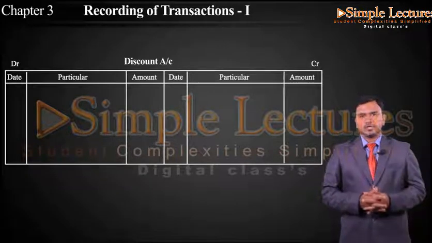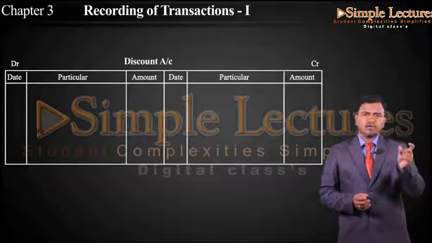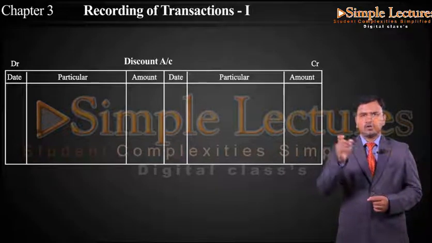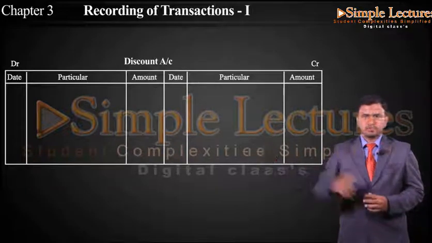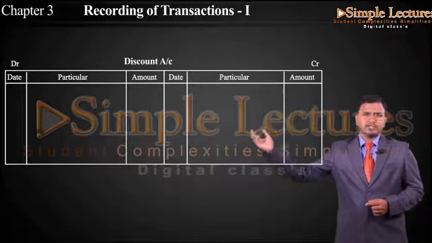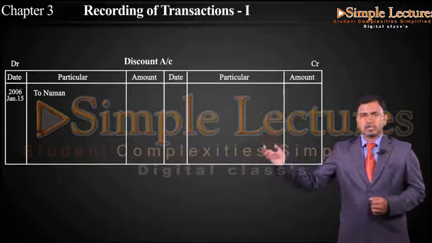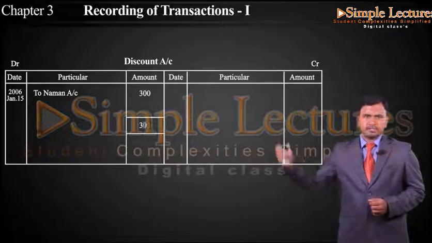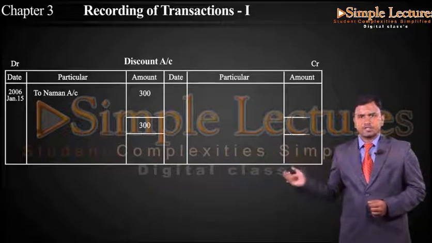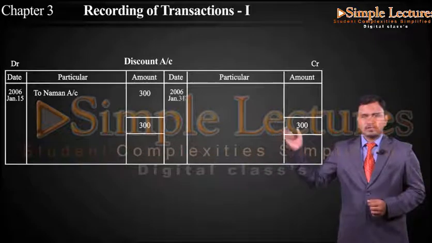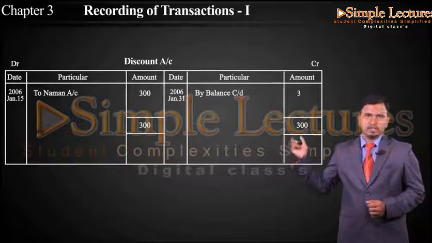So coming to the discount entry, discount allowed account debtor to Naman account, which is on Jan 15th. So where the discount allowed was debited, since the entry should be posted in the debit side. So let us take in the debit side Jan 15th to Naman account 300. So the same total you are going to take in the credit side, 300 in the debit side, same in the credit side 300, and above that Jan 31st by balance carried down 300.